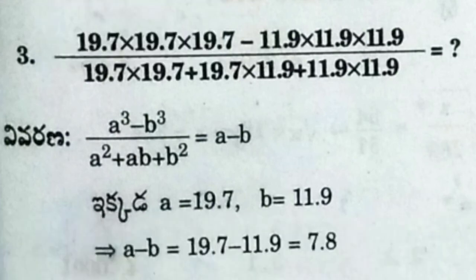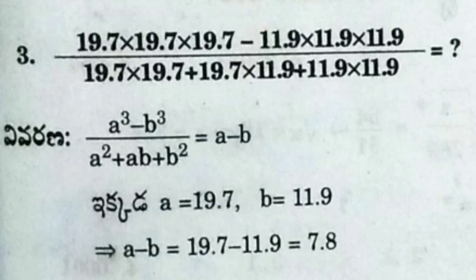Third one, (19.7 × 19.7 × 19.7 − 11.9 × 11.9 × 11.9) / (19.7 × 19.7 + 19.7 × 11.9 + 11.9 × 11.9). In this problem we assume a is equal to 19.7, b is equal to 11.9. We have a formula for this. a cube minus b cube is equal to (a minus b) into (a square plus ab plus b square).